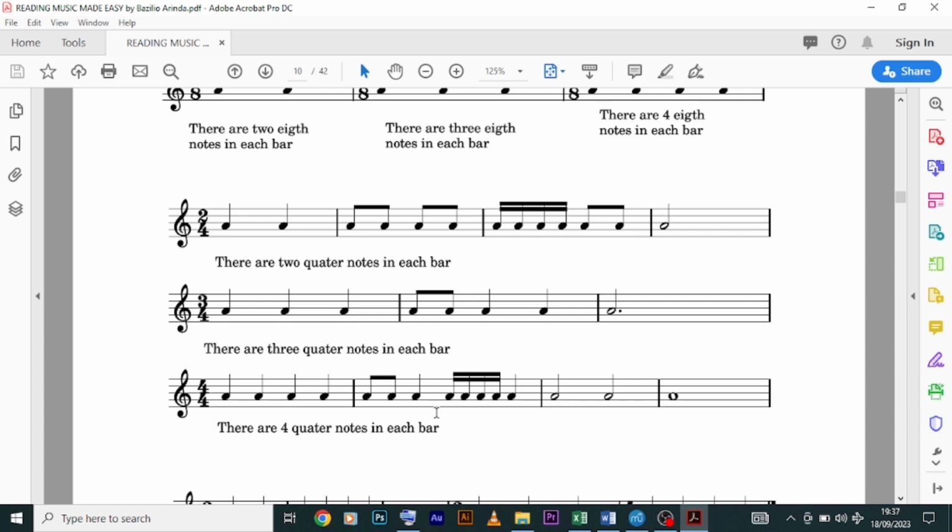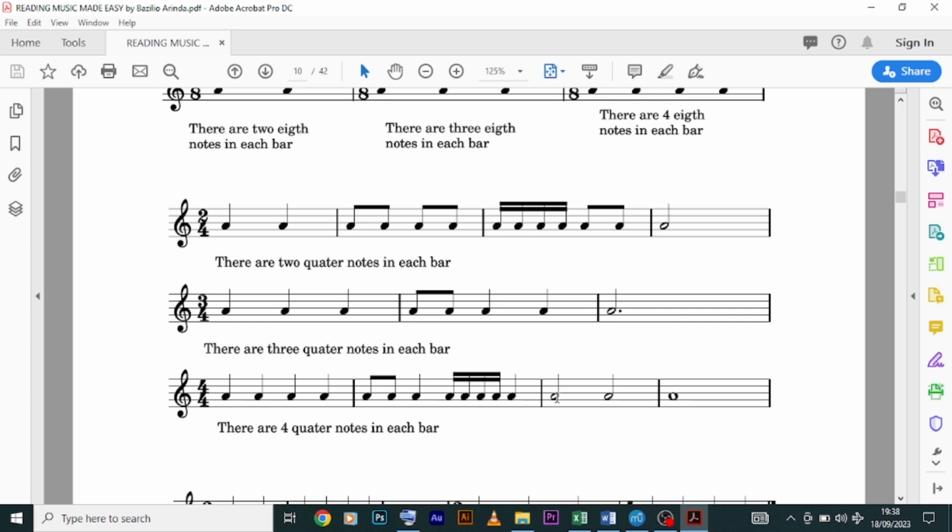So when you look at this, the bar has 4 quarter notes. Even this one, because these 2 quavers are equivalent to 1 quarter note. Then these 4 semiquavers also give you 1 quarter note, and this is 1 quarter note. So in brief, this is 1, 2, 3, 4 quarter notes in each bar.